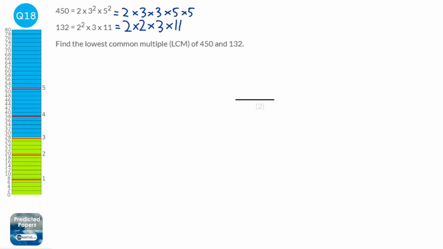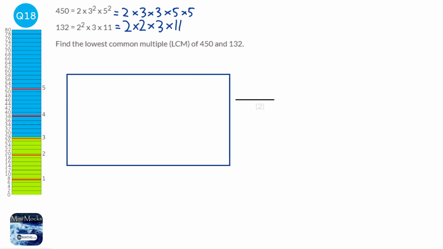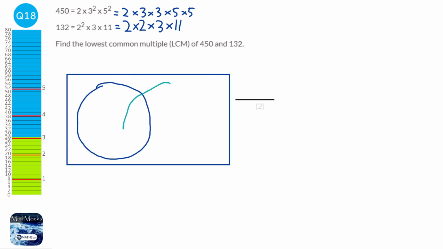Now I'm going to put these into a Venn diagram, and so I'm just going to draw out a Venn diagram and get my 2 circles, because we're going to have the 450 and the 132.